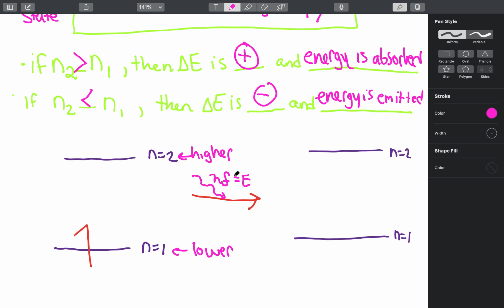So in this case, the energy absorbed would be equal to the energy difference between N1 and N2. This means the energy difference between N1 and N2 would have to be equal to this incoming light. So the incoming light, in order for this jump to occur, must be equal to the energy difference between N1 and N2. So when it absorbs this correct amount of energy, the electron can move from N1 to N2. So therefore you have an absorption.